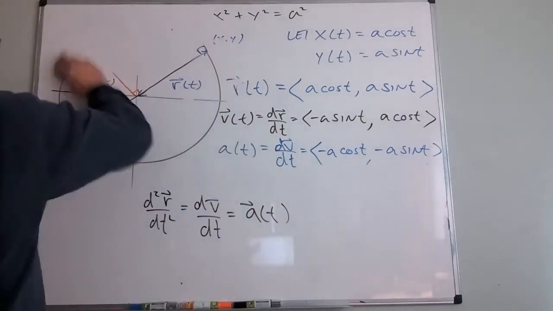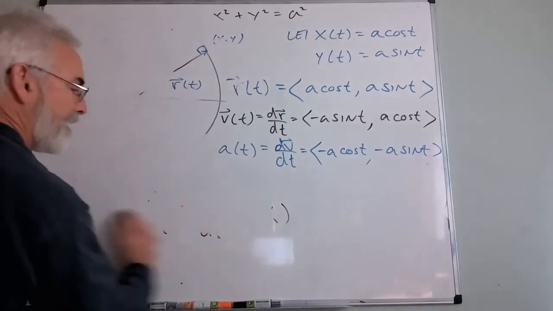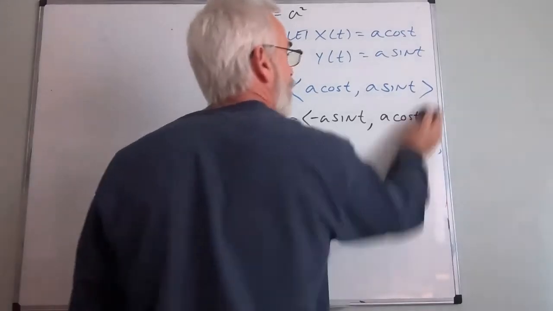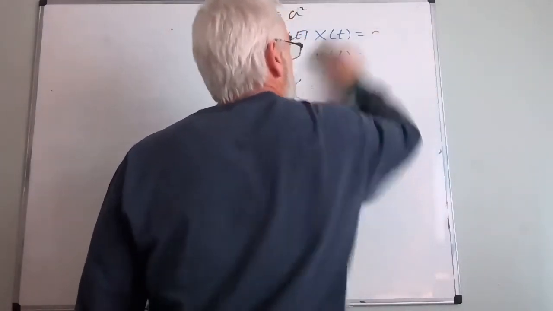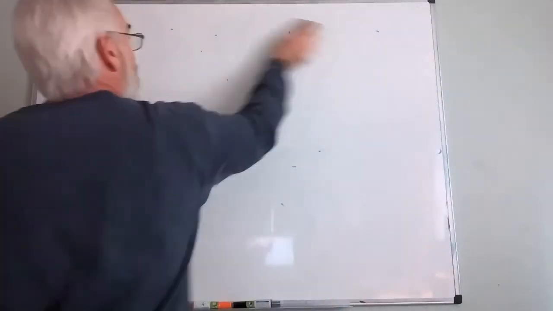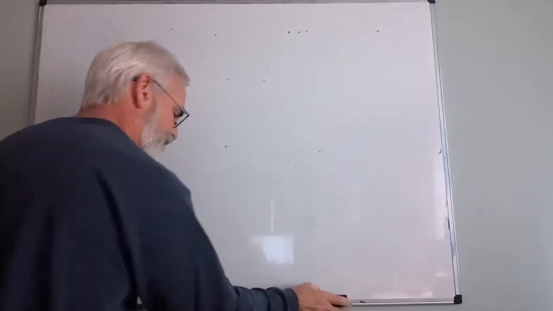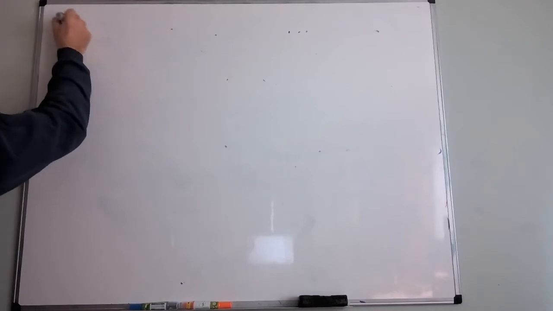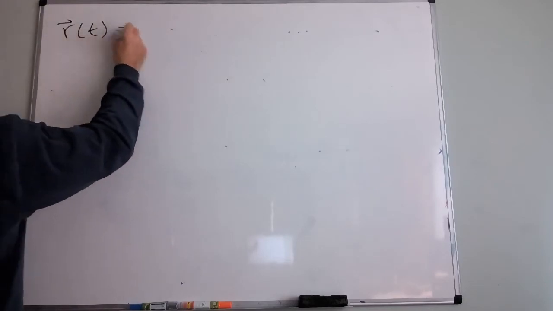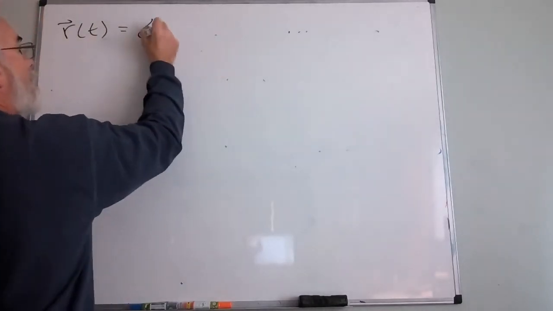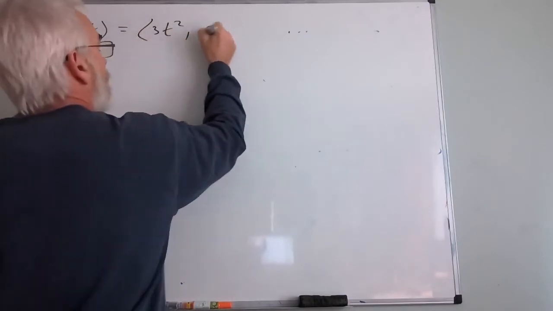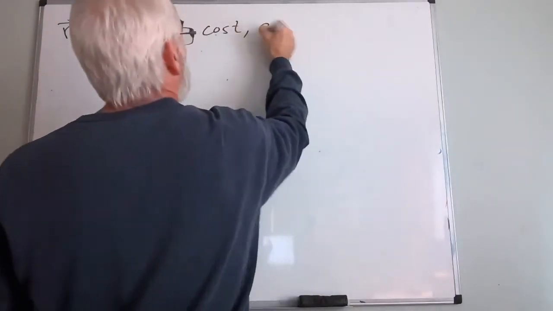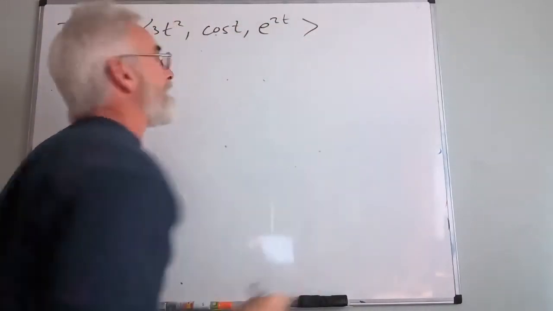Now, just in general, if I'm in 3D, and I have a position vector that describes where I am at any given time, then describing the velocity and the acceleration should actually be trivial. So let's do a simple example of that. Suppose I have a position vector that says at any time t, I am 3t squared, cos t, e to the 2t. That's where I am at any time t.